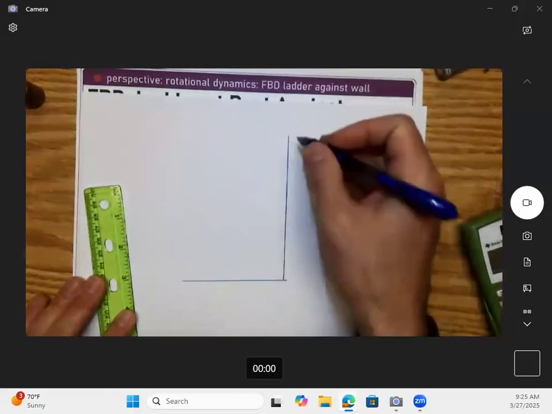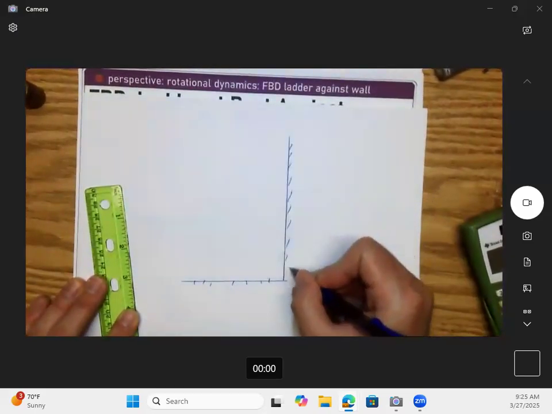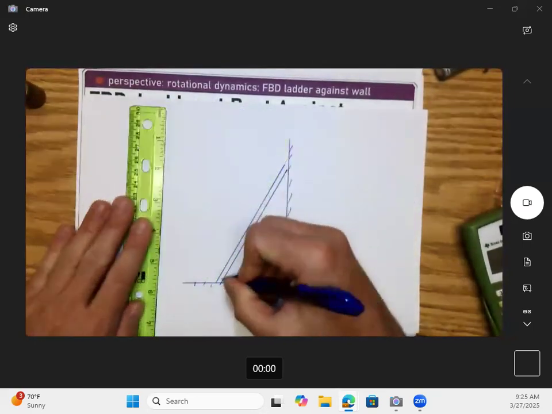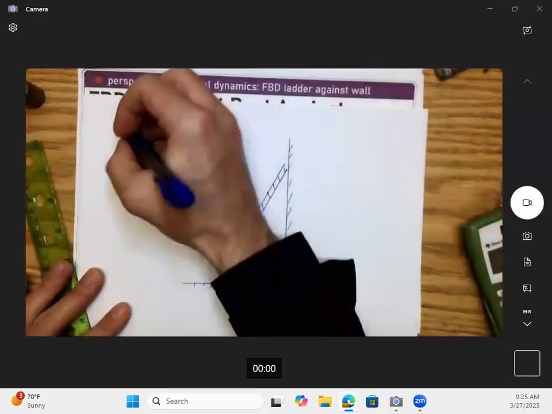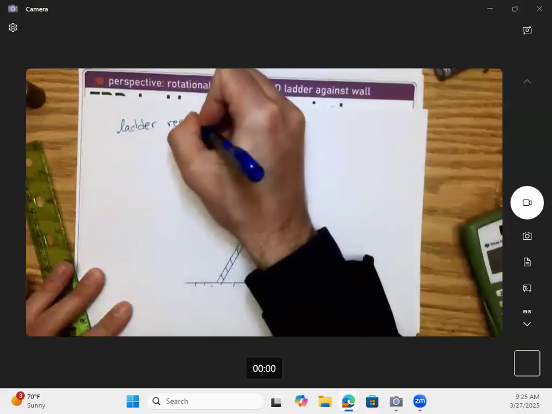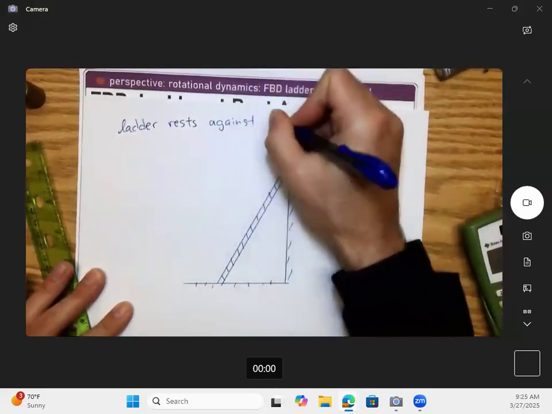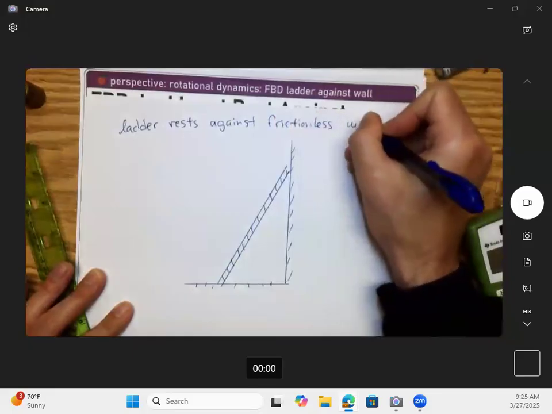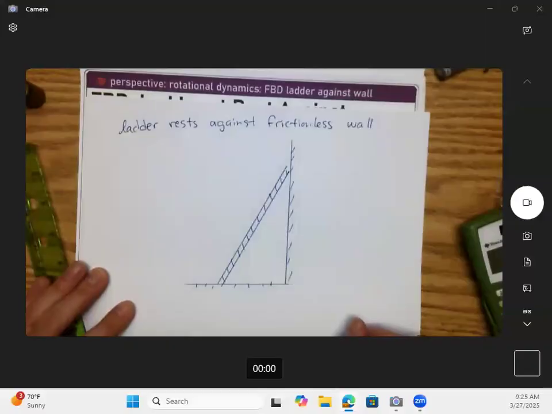So I have a floor and a wall. You guys see a floor and a wall. And let's have a ladder resting at some angle. So here's your ladder. The ladder rests against a frictionless wall.